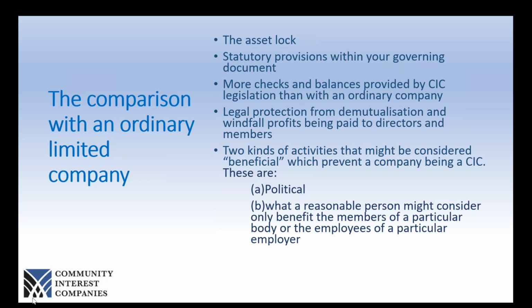Another difference between an ordinary company and a KIC is the KIC legislation itself, which provides that there are two kinds of activities which in ordinary circumstances might be considered beneficial, but will prevent a company being eligible to be a KIC. And these are political campaigning and activities intended to support political campaigning. This is because the legislation is designed to ensure that the KIC regulator is not drawn into any political debate by having to reach any sort of view on the merits of the particular political aims or programs of that company. And then the other consideration is activities which a reasonable person might consider to benefit only the members of a particular body or the employees of a particular employer. This is a crucial distinction between KICs and most ordinary companies.